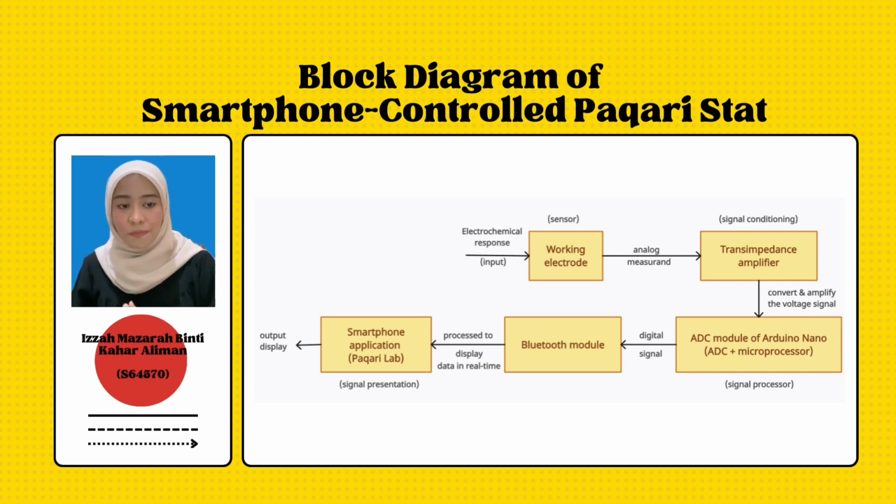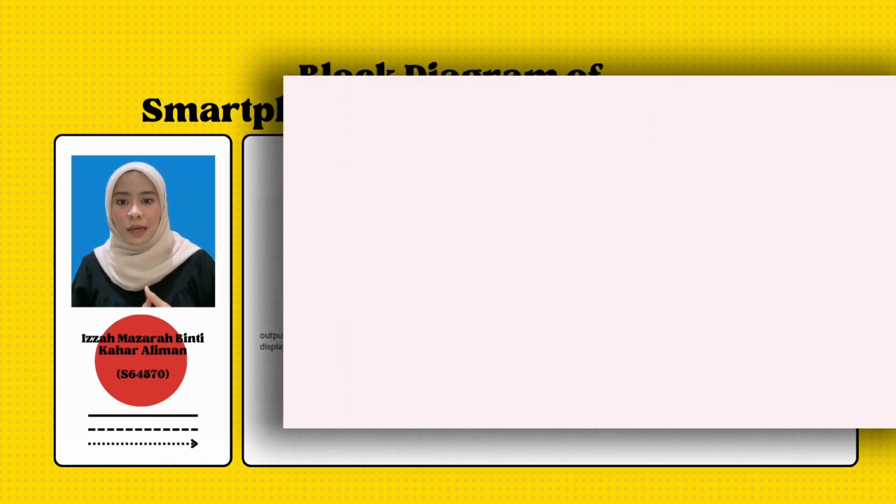The signal processing performed by the system involves the conversion of the analog measurements collected by the transimpedance amplifier into digital signals using the ADC module of the Arduino Nano board. The digital signals are then transferred to the smartphone via the Bluetooth module. So, how does the system display the data? The processed signal is displayed in real time on the PakariLab smartphone application, which receives the digital signals and processes them to display the experimental data.